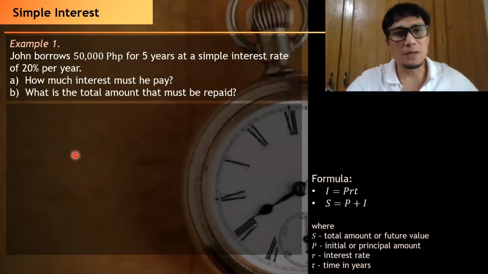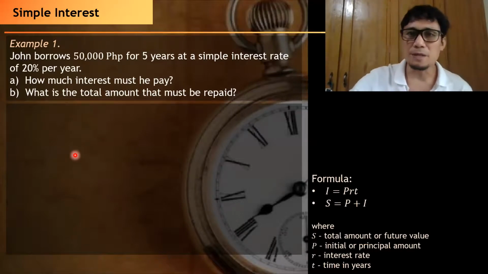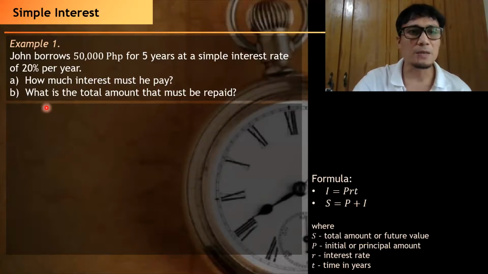Our first problem here says that John borrows 50,000 pesos for 5 years at a simple interest rate of 20% per year. So we're going to answer two questions. The first question is, how much interest must he pay? And the second question is, what is the total amount that must be repaid? Okay.